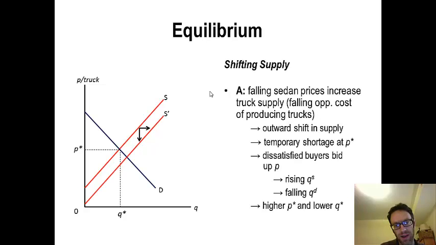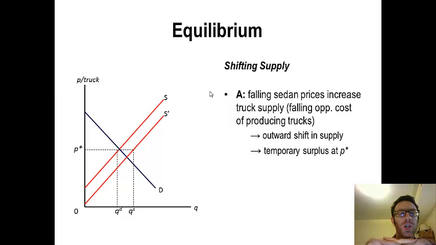Where the price of the alternative production alternative, sedans, declines, you see here that a rightward shift in the supply curve is temporarily going to lead to a surplus in the marketplace, holding prices of trucks constant. There's a lot being sold or supplied, but not so much being demanded.